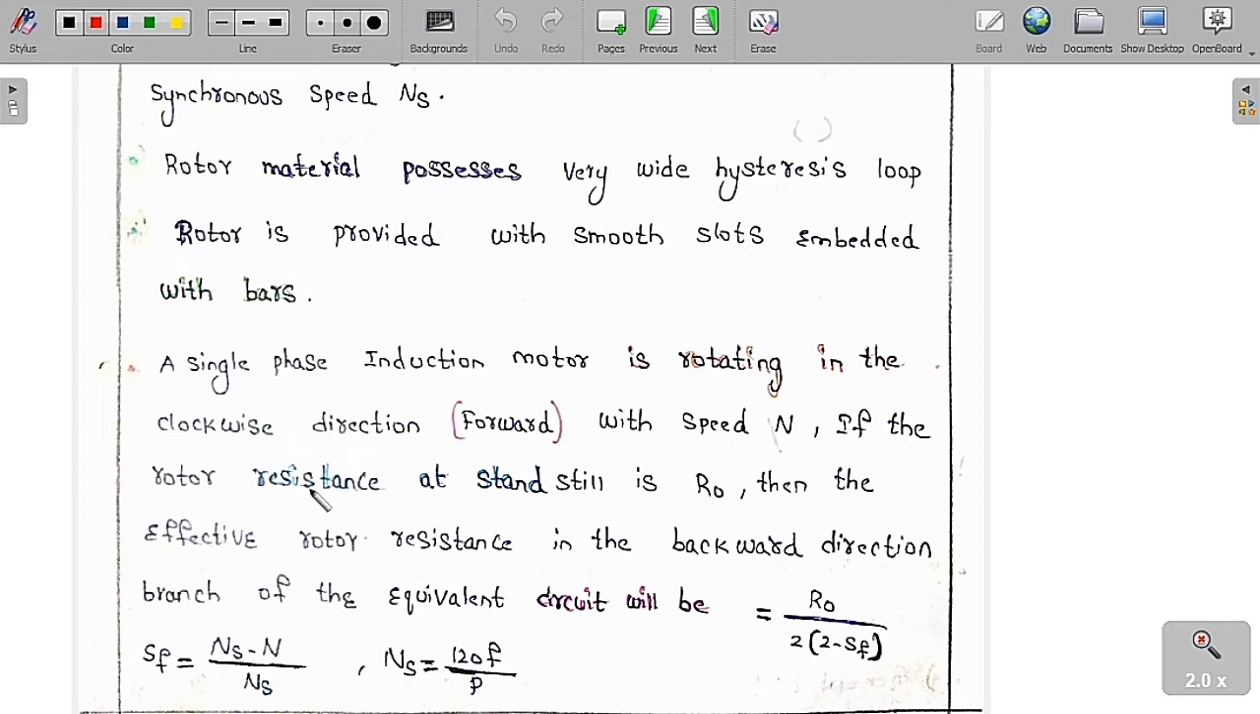A single phase induction motor is rotating in the clockwise direction, forward, with the speed Nr. If the rotor resistance at standstill is R0, then the effective rotor resistance in the backward direction branch of the equivalent circuit will be R0 by 2 into backward slip, where backward slip is equal to 2 minus forward slip. And the forward slip is equal to (Ns minus Nr) by Ns, and Ns is equal to 120 f by P.